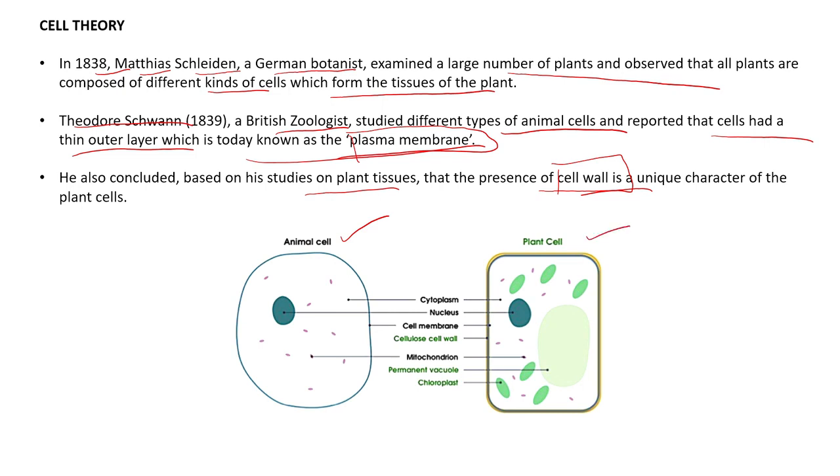Here in this figure you can see an animal cell and a plant cell. In the animal cell there is only a cell membrane. This cell membrane is also present in the plant cell, but the cell wall is present only in the plant cell and not in the animal cell. So this is the difference between the animal cell and the plant cell.